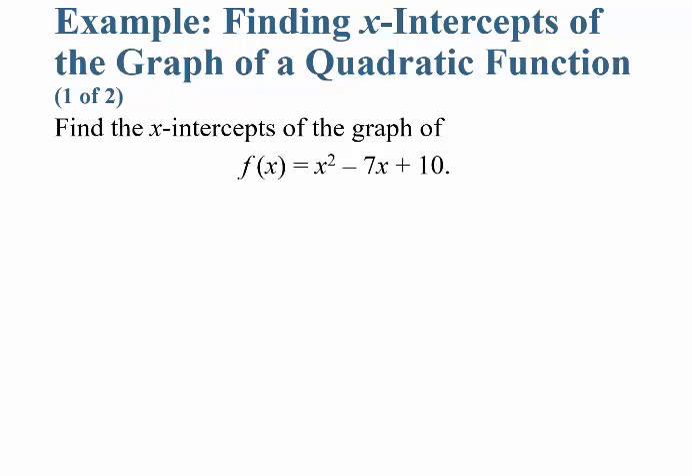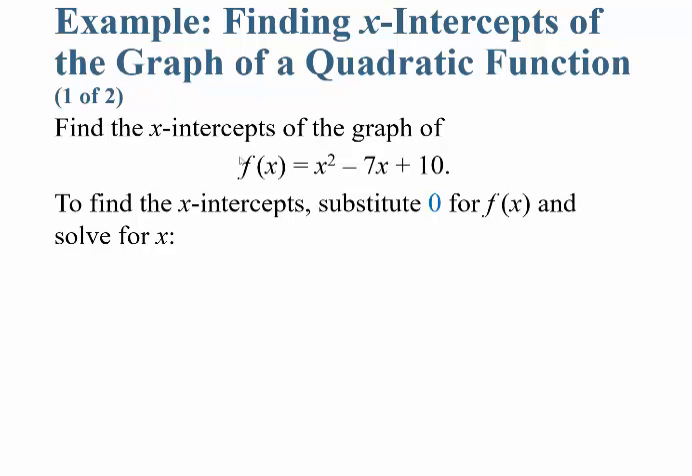All right, this one's a little different. I'm giving you a quadratic function now. The quadratic function f of x is equal to x squared minus 7x plus 10. I want to find the x-intercepts. The x-intercepts occur when f of x is equal to 0, when the other variable is equal to 0. So I'm just going to set this equal to 0 and solve it.